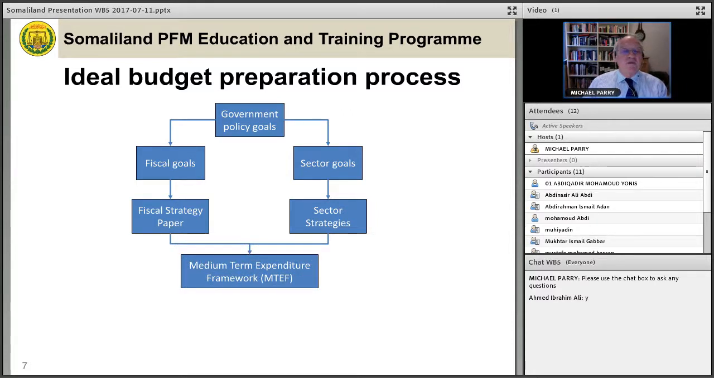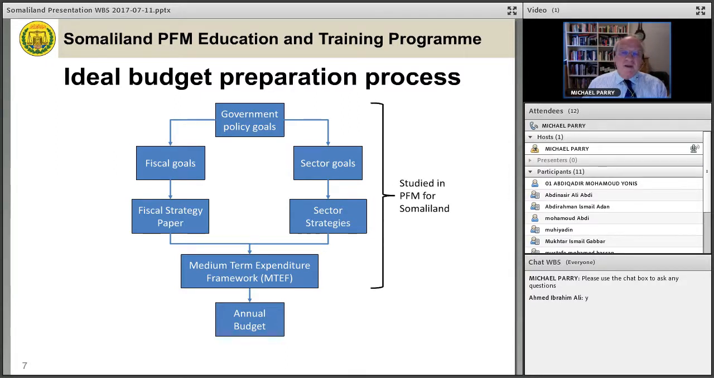and those will be combined into a medium-term expenditure framework, which is something we won't go into at this stage, but it's a linking of your fiscal and your policy goals. And that leads to the annual budget. Now, everything above the annual budget will be studied in PFM for Somaliland.